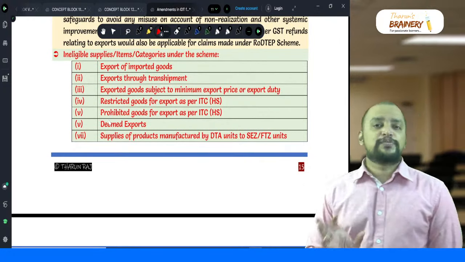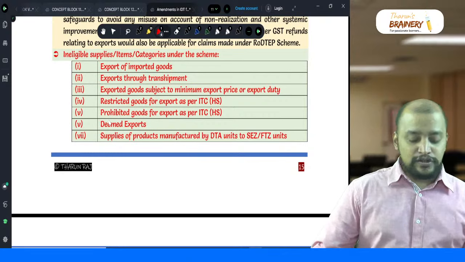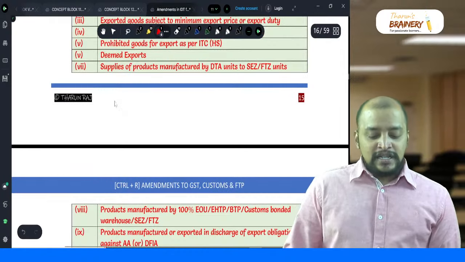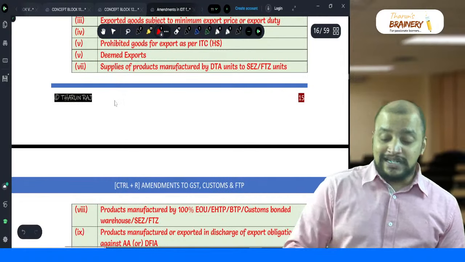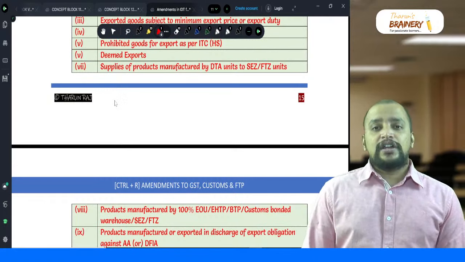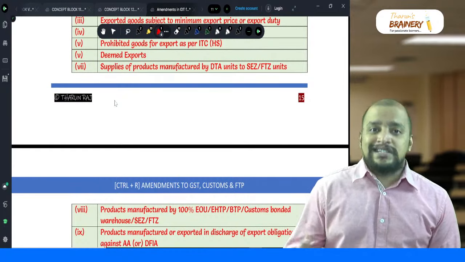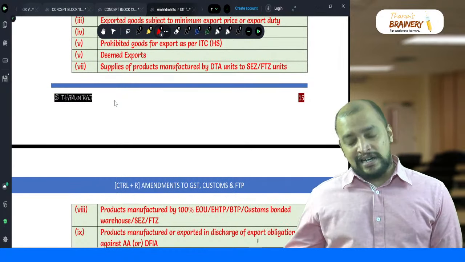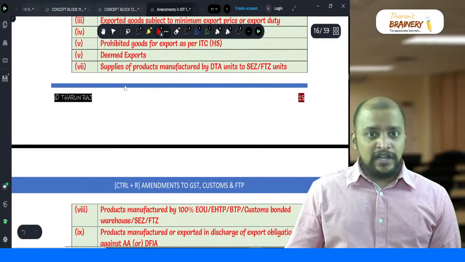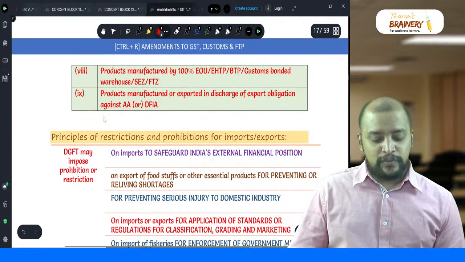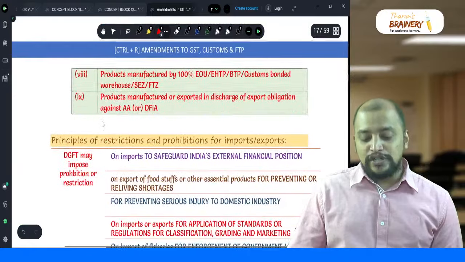We have some deemed exports. So in case of deemed exports also RODTEP is not applicable. Supply of products manufactured by DTA to SEZ. There are some goods which are manufactured in DTA that are supplied to SEZ. So in that case also, RODTEP will not work. So these are all the points which you need to remember.